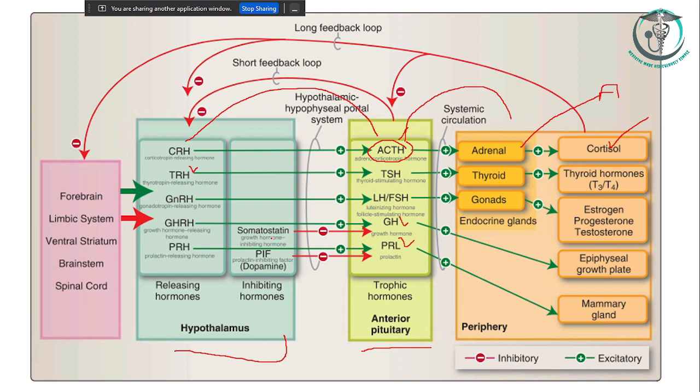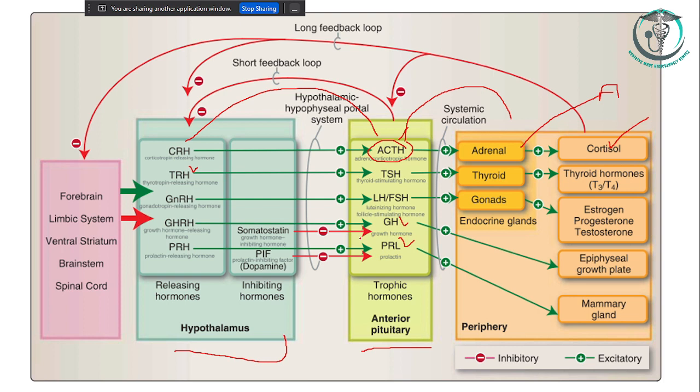Then you also have this other hormone here. Yeah, there is somatostatin. Somatostatin is for the growth hormone. So somatostatin is going to the growth hormone, and then prolactin inhibiting factor is going to the prolactin. Here, the hypothalamus is ever producing somatostatin. Somatostatin inhibits production of growth hormone.